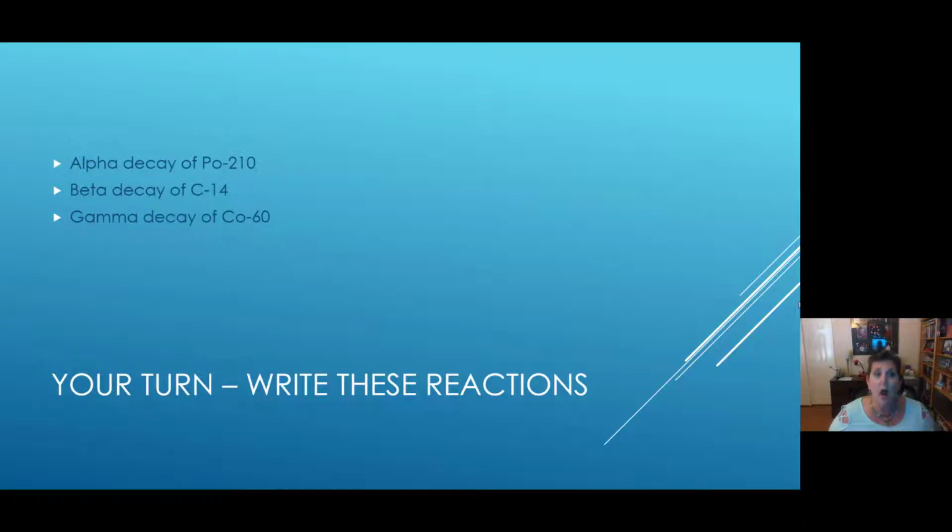Beta decay of carbon-14. Again, I gave you the mass number 14, not the bottom number. So we have to find carbon. Here it is. It's number 6. So you should have 14 over 6 carbon. What comes next? An arrow. And then we need beta. What is beta? What over what for beta? 0 over minus 1, beta, and then you figure out the daughter atom. Okay, I'll show you the answer in just a minute.